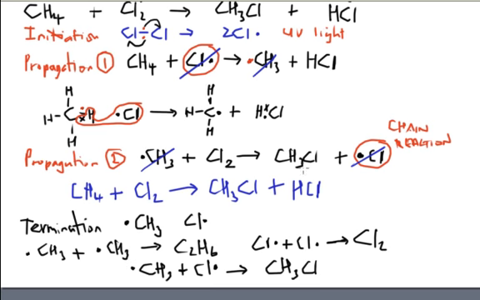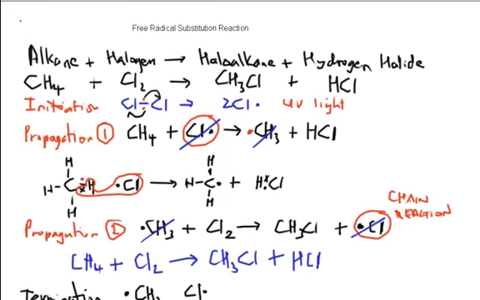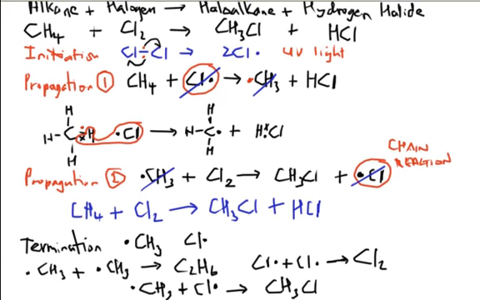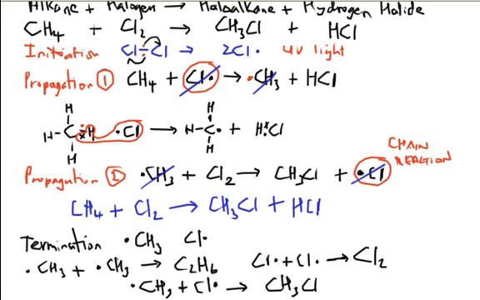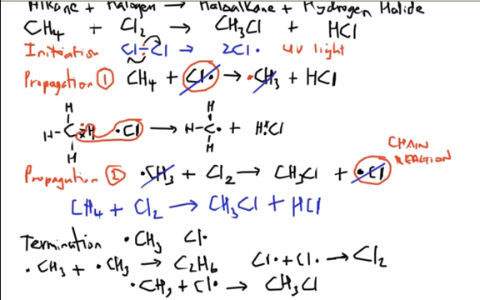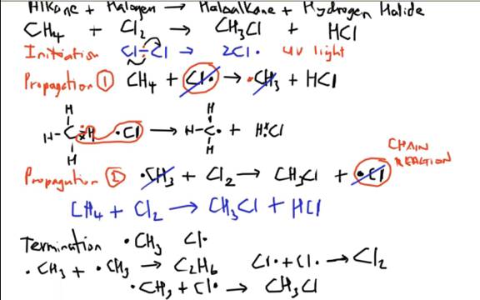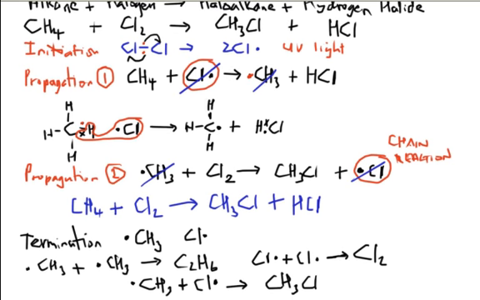So there's three stages in the free radical substitution reaction. There's the initiation, propagation and termination, and hopefully I've shown you here how the whole process works, and we'll finish the tutorial clip there.